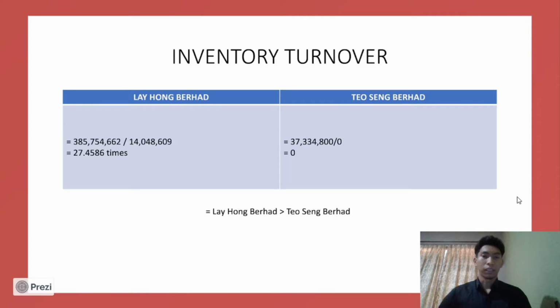For inventory turnover, the value for Lehong Berhad is 27.4586 times, and for Teoseng Berhad is 0. Lehong Berhad turns over its inventories roughly 27 times per year if we round that value. Teoseng doesn't have inventory in the company, so there was no inventory turnover value.